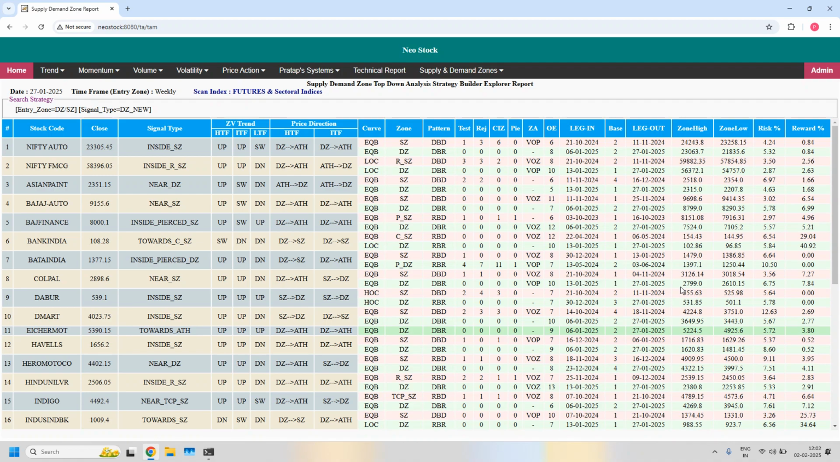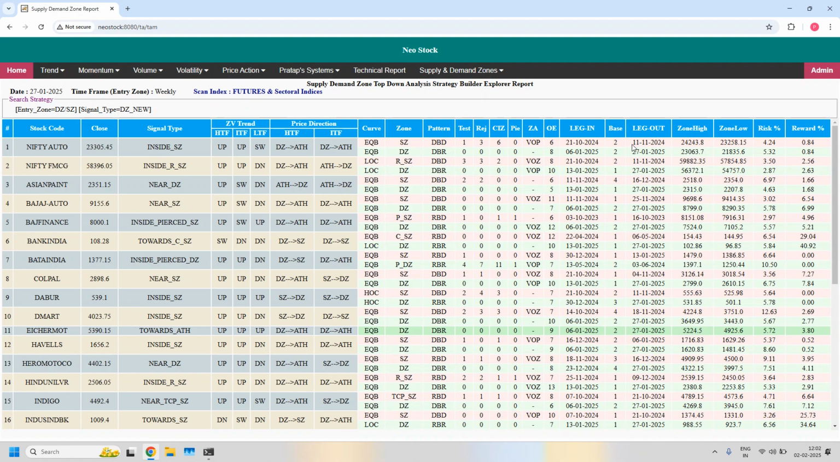Because maybe that is a LOTL zone. It might be inside an already existing demand zone. Our software always lists the zone nearest to the current closing price. That way you might be missing sometimes. See, the majority of the stocks are newly created zones. But where LOTL zones are created inside already existing zones, the newly created zones will be hiding inside the existing zone you are seeing. That is how you have to understand.